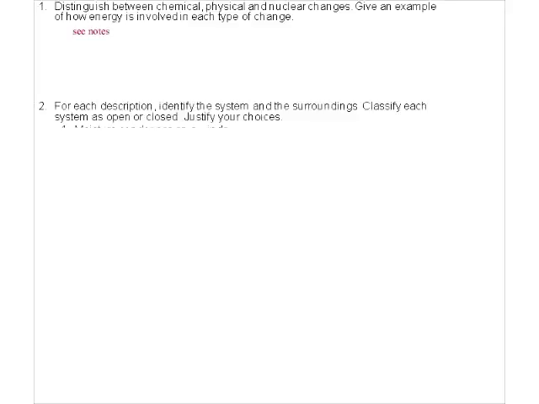Okay. A couple questions go along with this then. Distinguish between different types of energy changes. Well, we did that at the very beginning, so you can go back and look at that. Number two, for each description, describe whether or not it's system or surroundings and whether it's an open or closed system. Moisture condenses on a window.